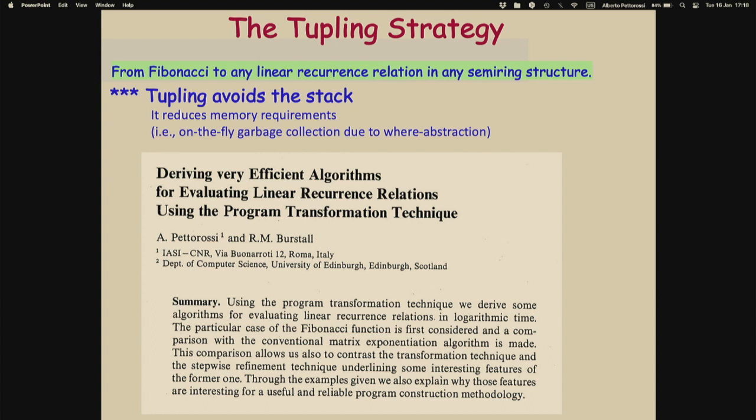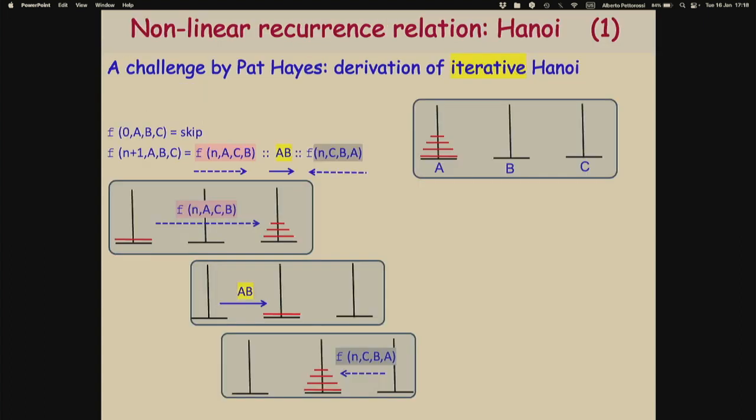But basically, lifting up to any linear recurrent relation in any semi-ring structure. So you have the two operations, plus and times. So also in the Boolean case, this recursive equation can be in any semi-ring abstract algebra, it needs nothing to do with just plus and times and arithmetics. And now we go to non-linear recurrence, which is the Tower of Hanoi game.